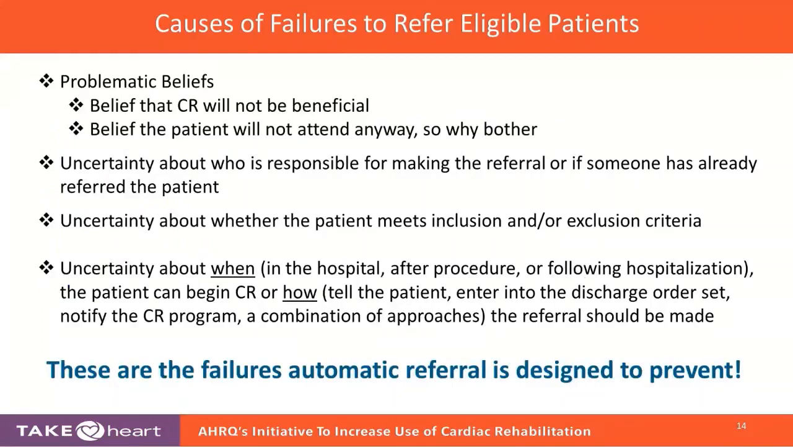So some of the challenges are things like beliefs that maybe cardiac rehab isn't beneficial. Maybe this patient wouldn't go anyway, so why should I bother sending an order because it's just going to be a waste of time. Maybe it's someone else's job, right? Do I know this patient really qualifies? What are the exclusion criteria? Are they appropriate? And concerns about when is the right time. Is now the right time or should I wait? So all of those things are kind of opportunities for us to not act, to not place the referral. And those are the things that the automatic referral is really designed to protect you from and keep you from stumbling over those obstacles. So, sorry, go ahead.